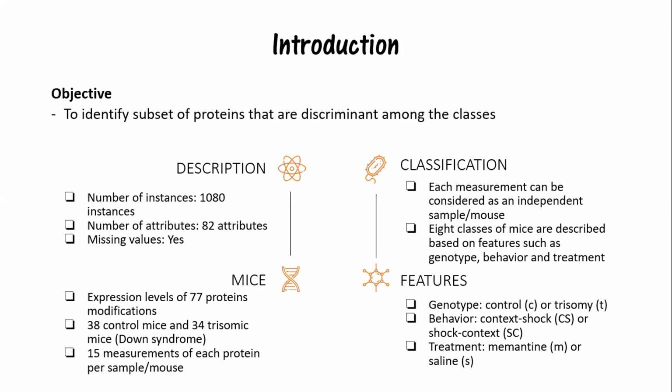Okay, so just now I mentioned this dataset consists of 1,080 instances, right? This is because 15 measurements of each protein per sample or mouse were run through the experiment. So this dataset is divided into 8 classes, which I have explained in the previous slide. So my team member Jeff will present the following part.